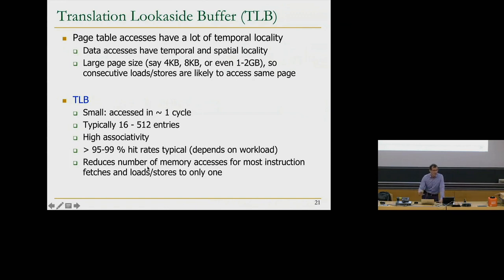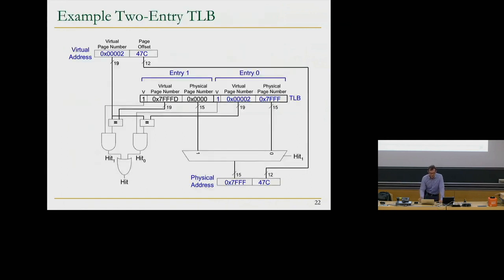But when it works, when the TLB hits, you reduce the number of memory accesses for most instruction fetches and loads and stores to only 1, basically, because you access the TLB, that's a specialized cache, and then you access memory after that, or the memory hierarchy after that.